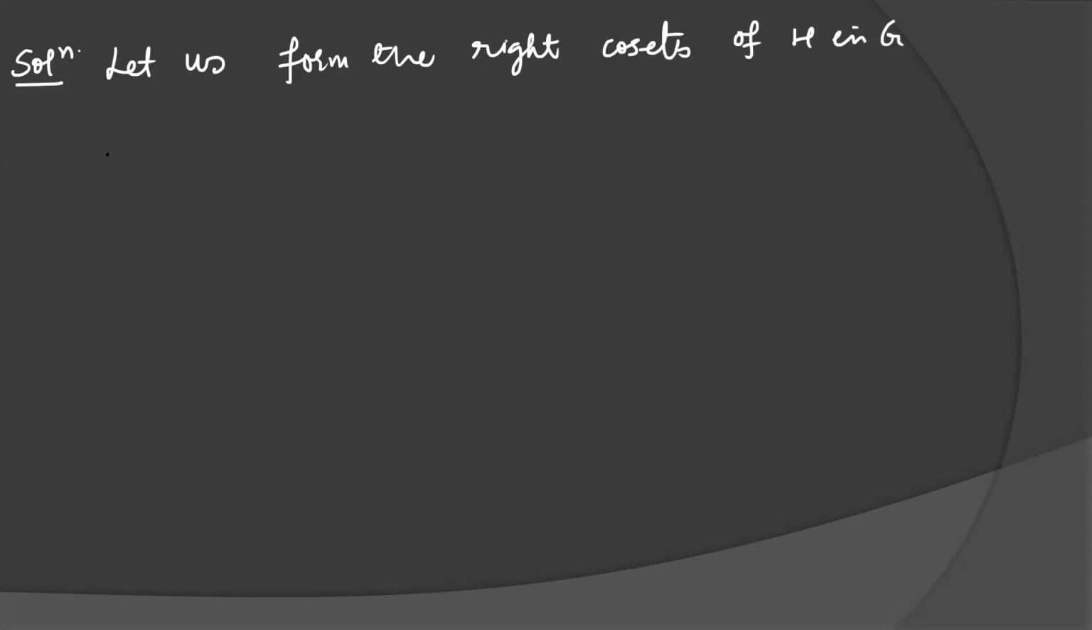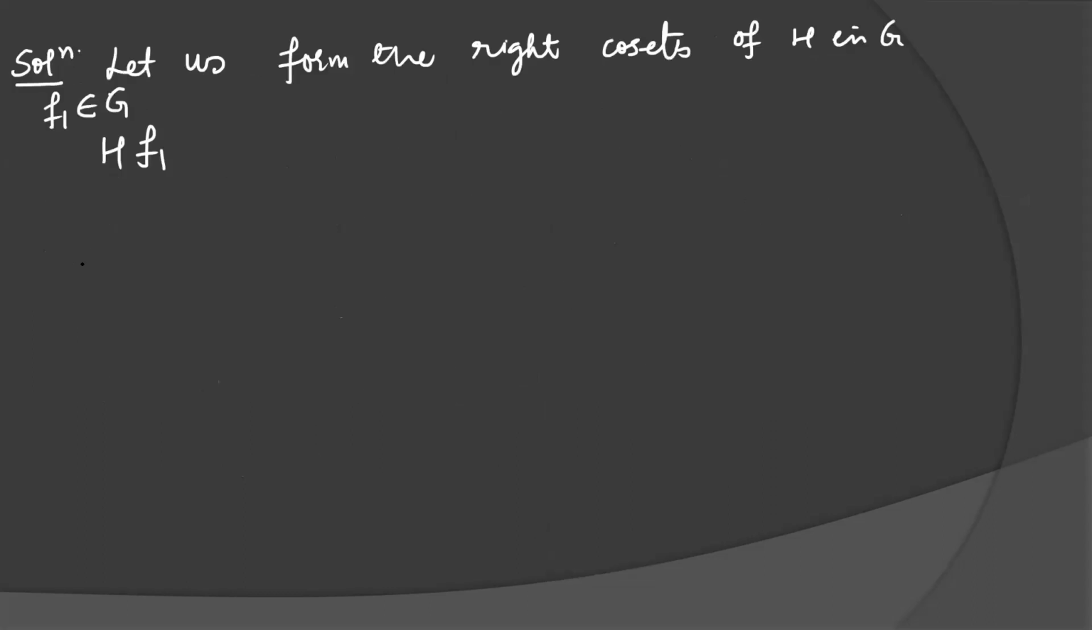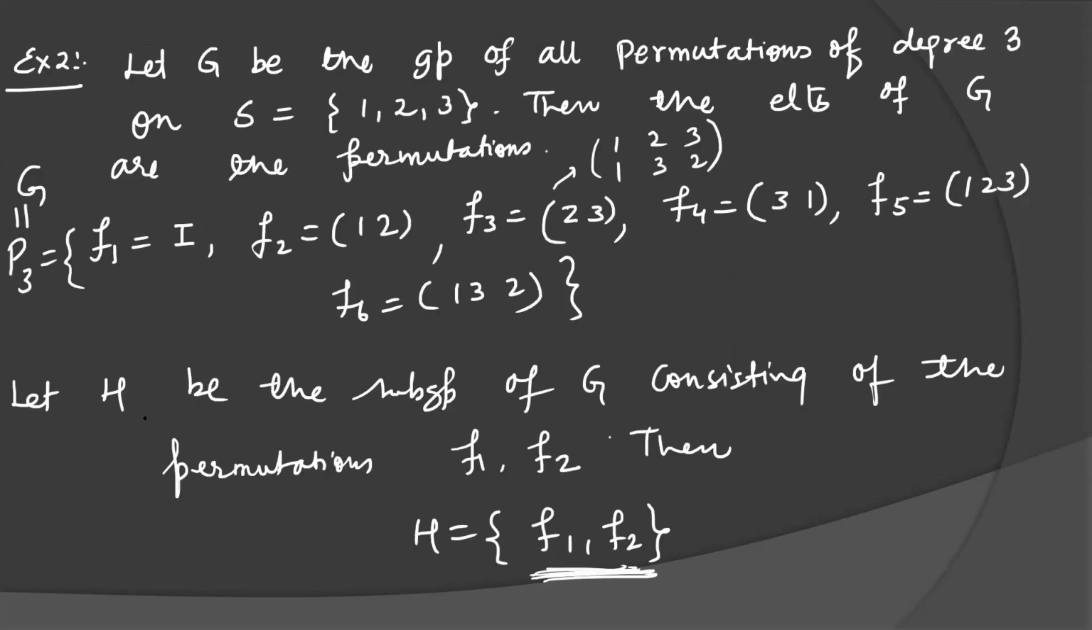So start with the first element, H F1, because F1 is the first element belonging to group G. I am claiming here that group G is this actually. P3 is the group G. So if you multiply by the identity element, you will get H only. Now multiply with F2. F2 is the next element of the group. In a similar manner, we proceed as in the previous problem. H plus 2 there because the operation was addition, here multiplication.